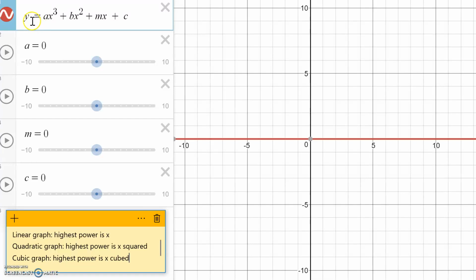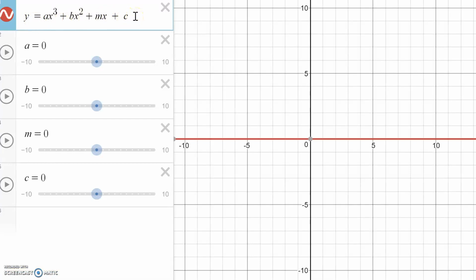Okay, so if we have a look at the top, we've got an equation up here that says y equals ax cubed plus bx squared plus mx plus c. And I should say that I'm using Desmos, the online graphing software, which is superb. Right, so don't be scared by this equation. It basically says that we're going to plot a graph of y, and y is going to be some number of x cubes plus some number of x squareds plus some number of x's plus some just number.